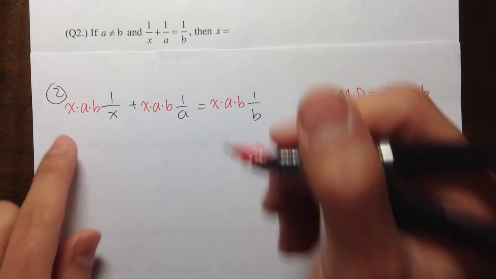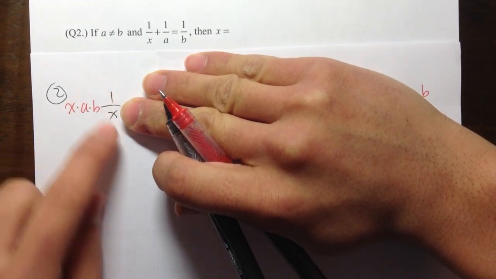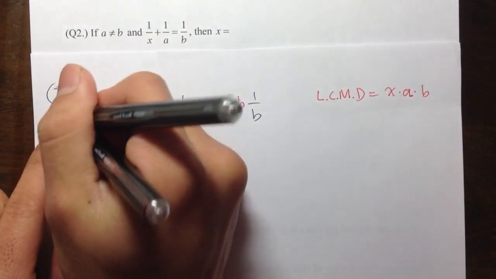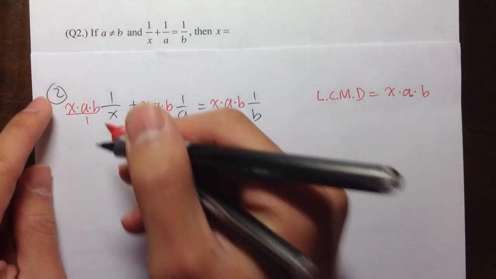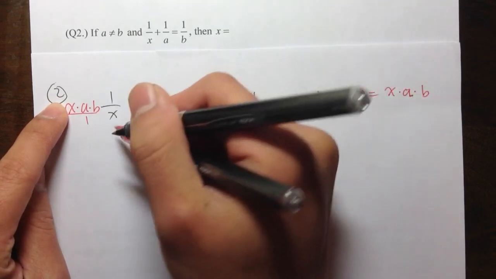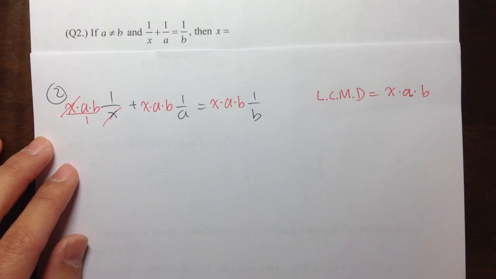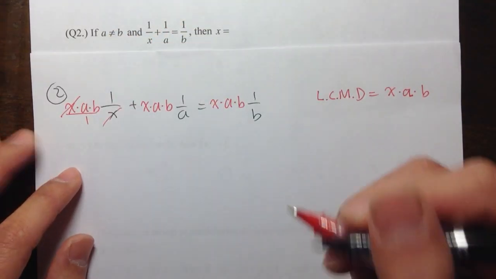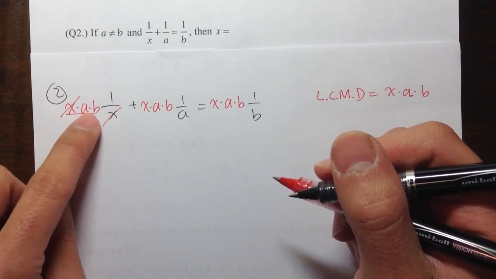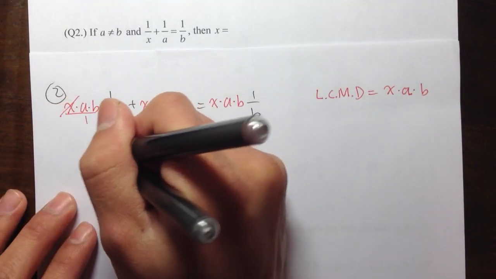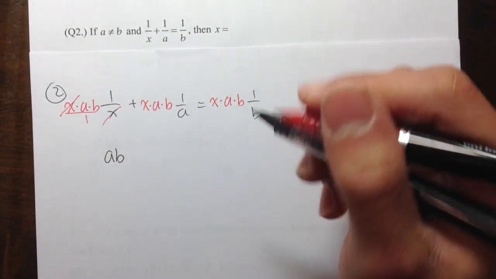Let's take a look. For the first calculation, x times a times b times 1 over x is saying x times a times b over 1. Notice that I have an x on the top and an x on the bottom, so I can cross cancel. This x cancels out with that x, so you have a 1 on the bottom. Technically, all this turned out to be just a times b, which I can write as ab over 1, which is the same as ab.